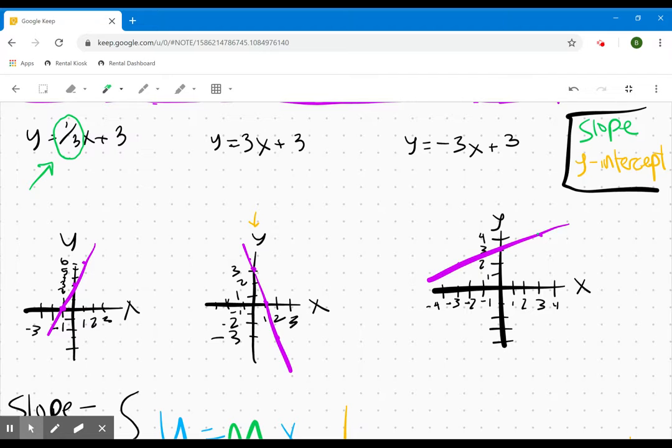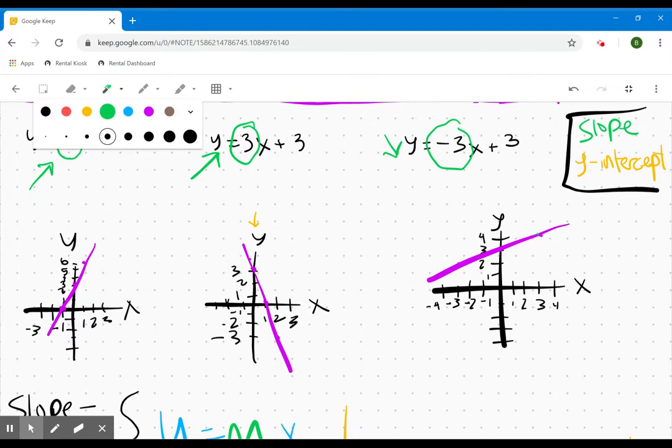Second equation, we have y equals 3x plus 3. Our slope here would be 3. So again, this one is positive, so the line is going to look like it's going in an upward direction. Here we have y equals negative 3x plus 3. So the slope here is going to be that negative 3. So instead of going up this time, we are going to be going down.